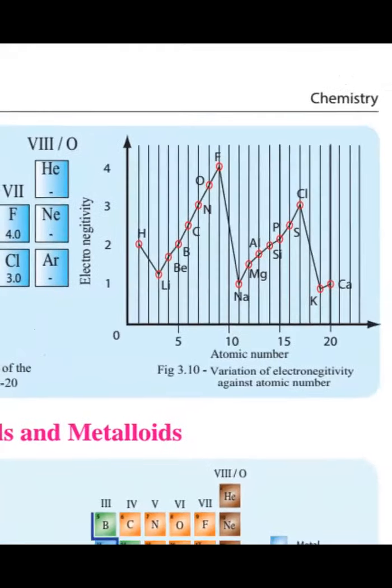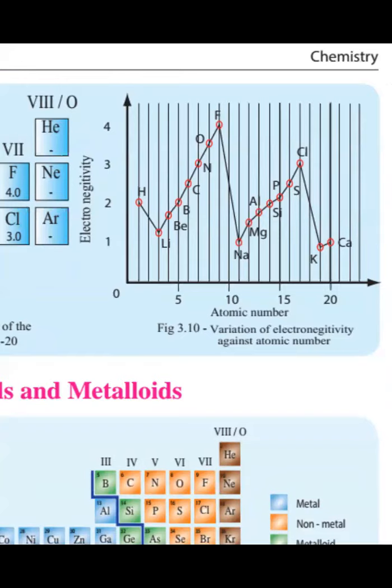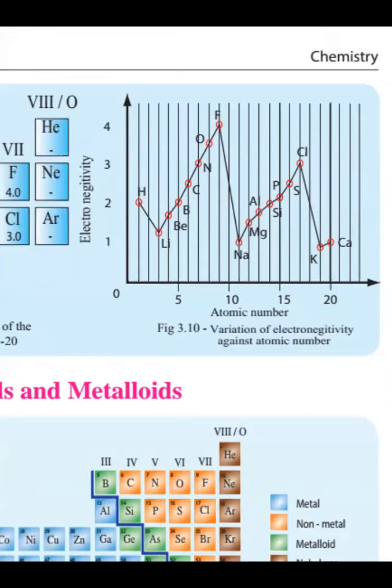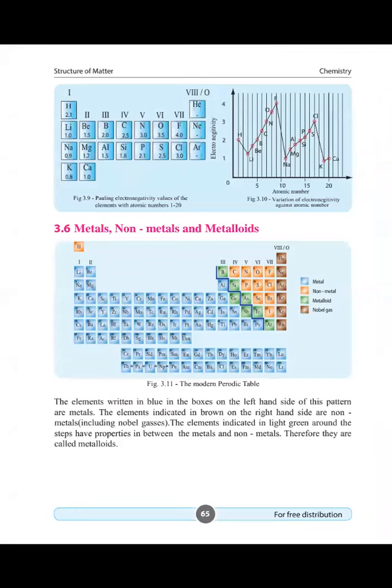Here also you can see the electronegativity with the atomic number. Hydrogen to lithium, it drops. Then across the period, it increases up to group 7. You can see these patterns clearly.